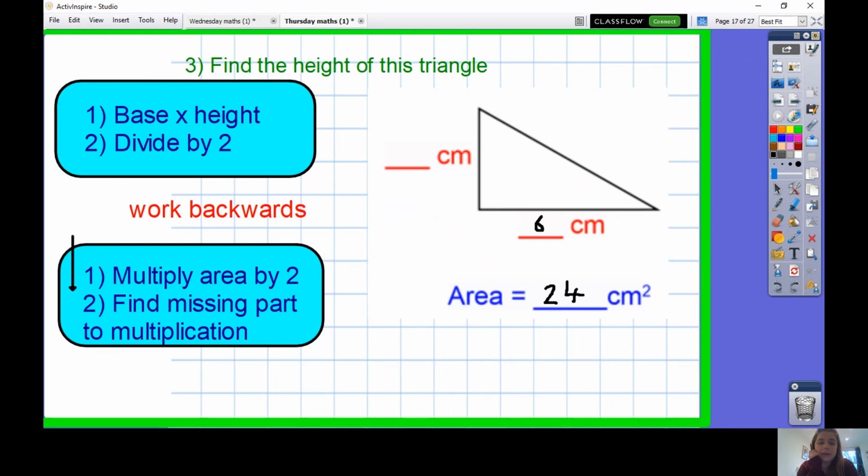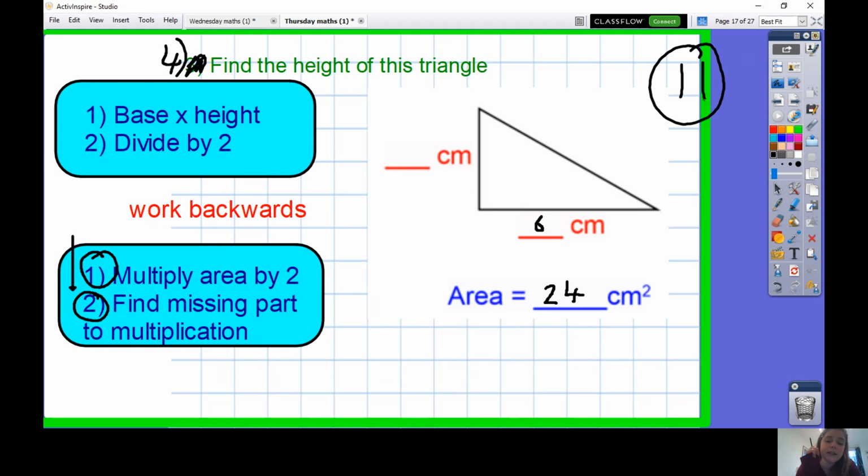It's time for you to have a go at this one then. This will actually be question 4 on your piece of paper because I added another question earlier. So step 1, multiply the area. Step 2, find the missing part of the multiplication. Please pause the video now and have a go at solving this question.